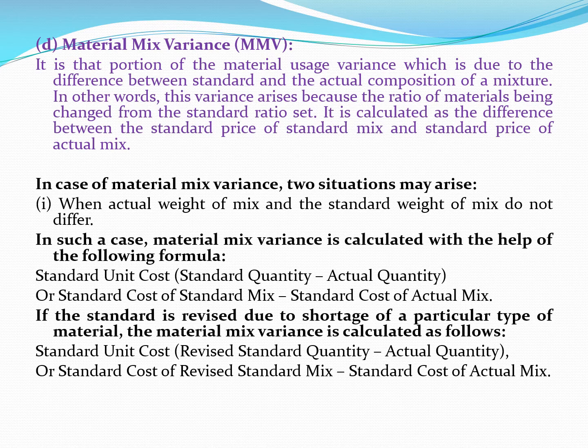If the standard is revised due to shortage of a particular type of material, which may be due to some unseen circumstances or contingencies or any other reason, the material mix variance is calculated like this: standard unit cost multiplied with the difference between the revised standard quantity and the actual quantity. Or it also can be calculated like this: standard cost of revised standard mix minus standard cost of actual mix.